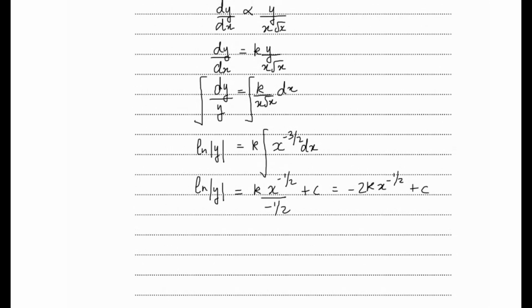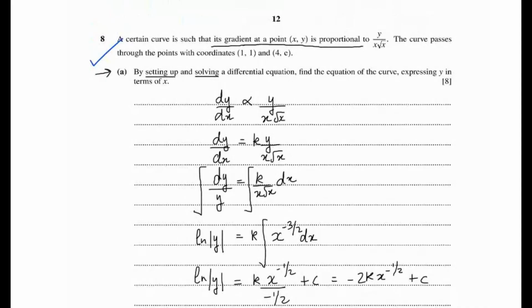So what happens here is that you have two unknowns. You have a k and you have a c, and to solve for k and c, they have given us 2 points on the curve, 1, 1 and 4, e. So we can use that. Substituting 1, 1, we get log 1 is equal to negative 2k 1 to the power of negative half plus c. Log 1 is 0.